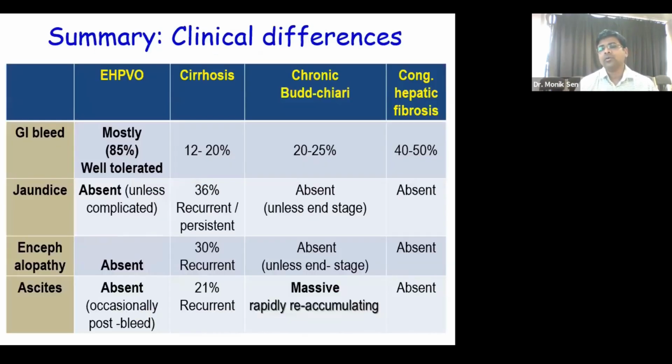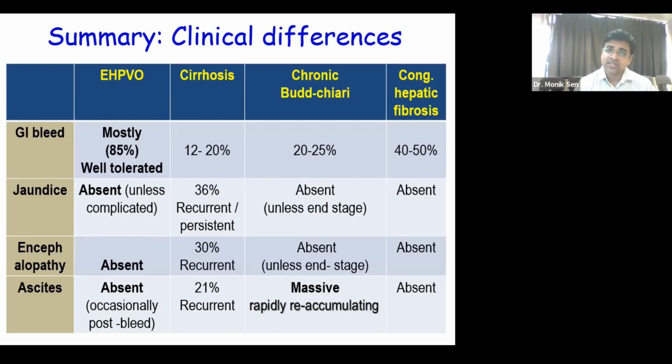In summary, if you want to look at the clinical differences, and here I am going to include EHPVO also, because EHPVO is a close differential diagnosis of cirrhosis and you might easily get confused. You have in EHPVO mostly GI bleed, which is well tolerated. That means the patient will not, after the bleed, will not decompensate, will not have jaundice, will not have ascites, will not usually have any altered sensorium. And then you have cirrhosis, which has 20% have GI bleed, 25% of Budd-Chiari have GI bleed, and 50% of congenital hepatic fibrosis have GI bleed.